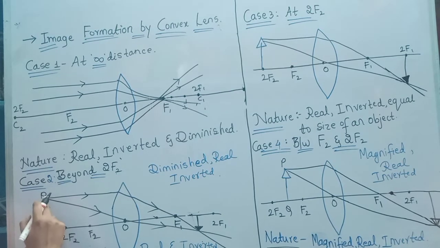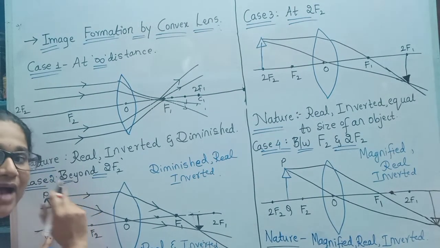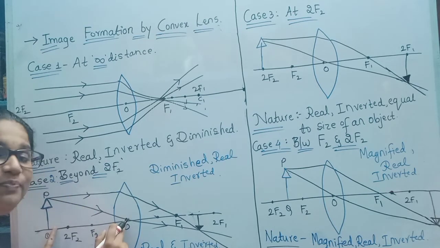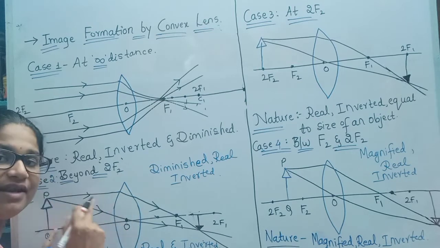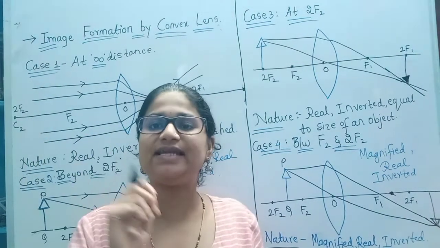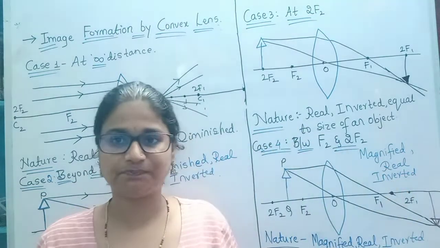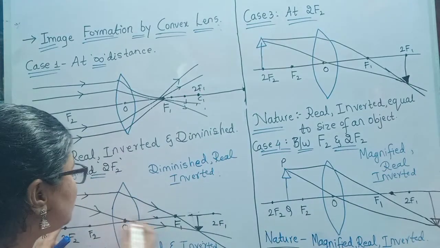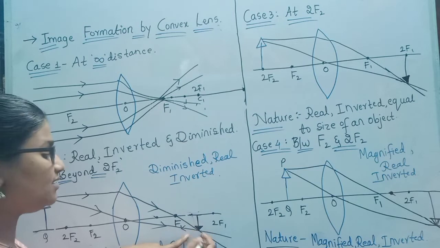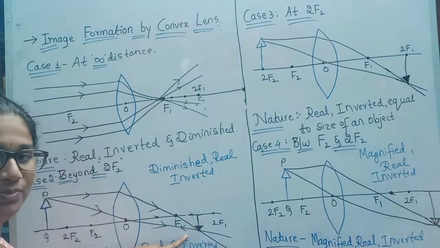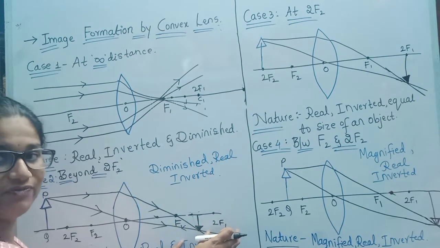Next, let us consider one more ray of light passing through the optic center of the lens. When a ray of light passes through the optic center of a lens, we know that the refracted ray goes straight without deviation. So it follows the same path like this, and where these two refracted rays meet, that is the point where the image will be formed. So the image will be formed in between f1 and 2f1.